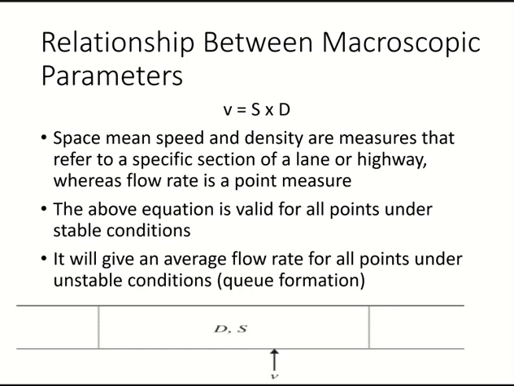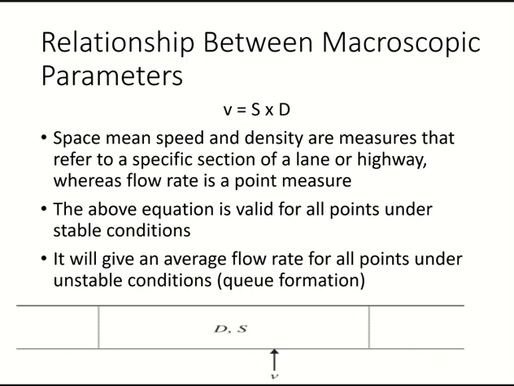First thing is that speed, I said space mean speed, so this is for the entire section. Space mean speed is for the entire section. And density, what are the units of density in terms of traffic flow? Vehicles per what? Per mile, yes. Vehicles per mile.